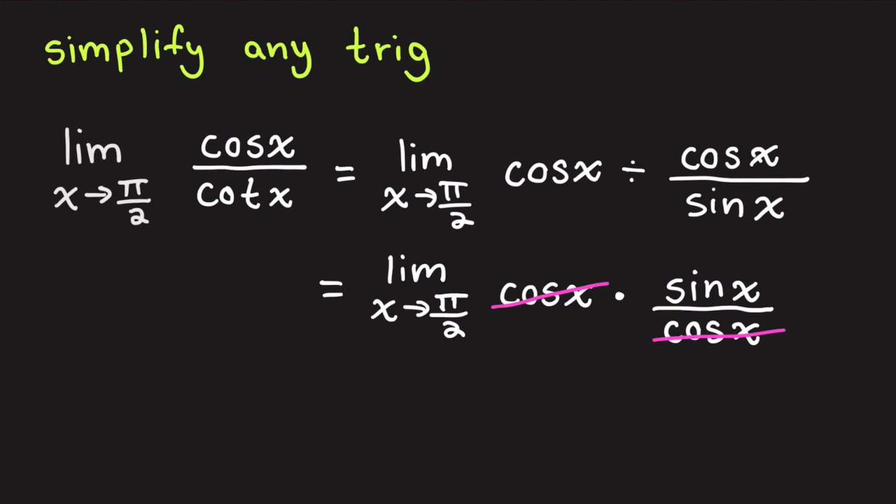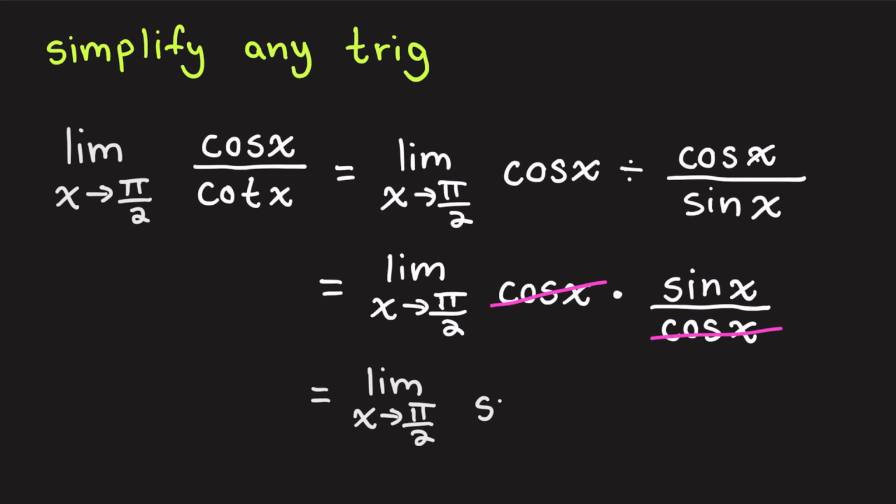So here the cosine in the numerator and the cosine in the denominator cancel each other out, and we are left with the limit as x goes to pi over 2 of sine of x. So now we can plug it in, and we know that sine of pi over 2 is equal to 1. And that is our final answer.